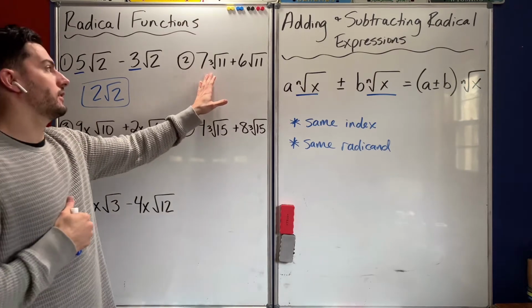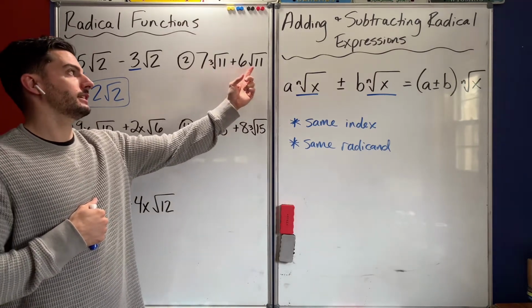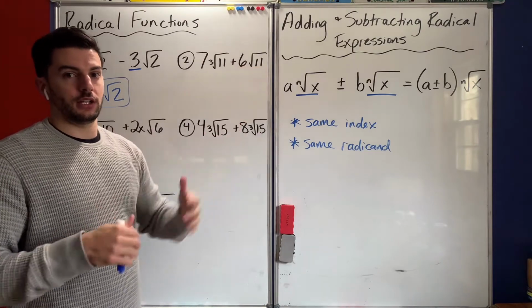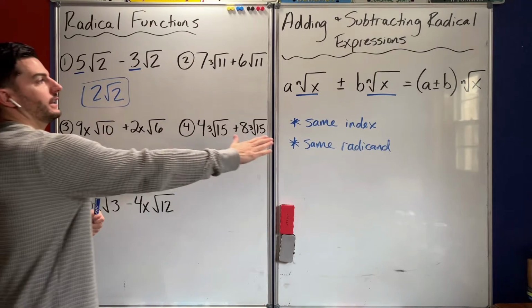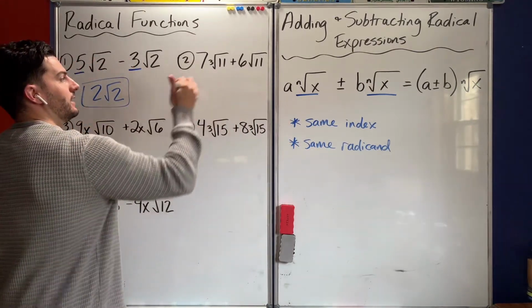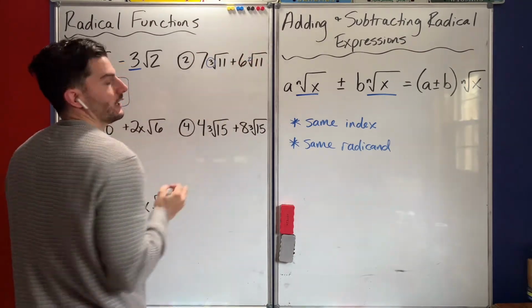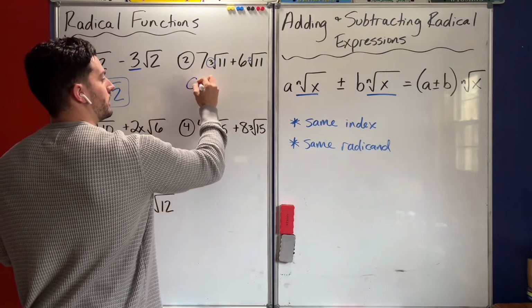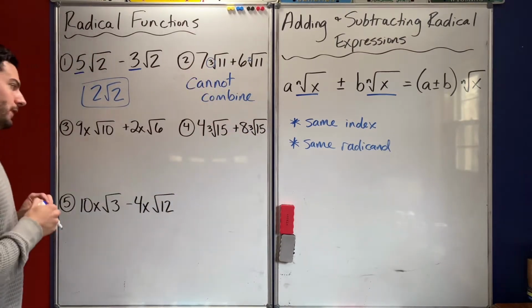Now, number two. This is saying 7 times the cube root of 11 plus 6 times the square root of 11. And you think, can I add those together? In this case, they have the same radicand, 11 is the number in the radical, but the indexes are different. This is a cube root, and this would be a square root. So you can't combine those because of those different indexes.